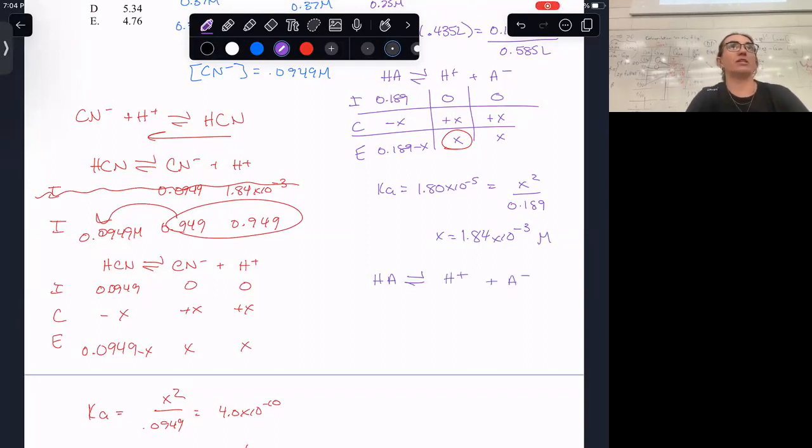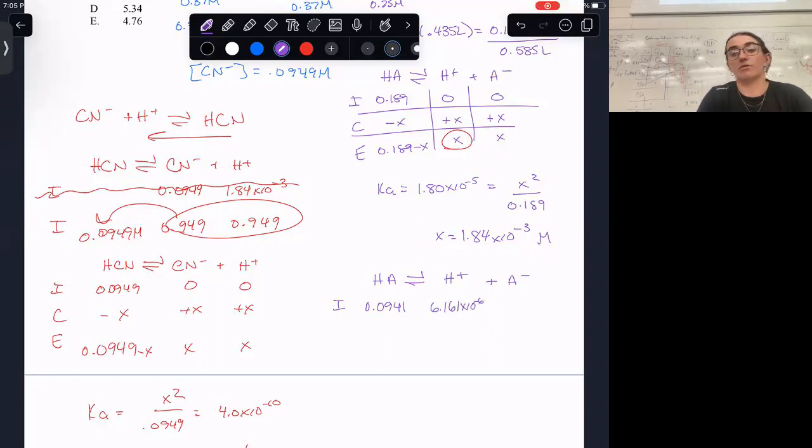We used up 0.0949 concentration of our H plus. That's 1-to-1 with that original acetic acid. So now our new initial concentration is 0.189 minus that 0.0949 that we used to produce all of that H plus, which is 0.0941. We now have 6.161 times 10 to negative 6 H plus.